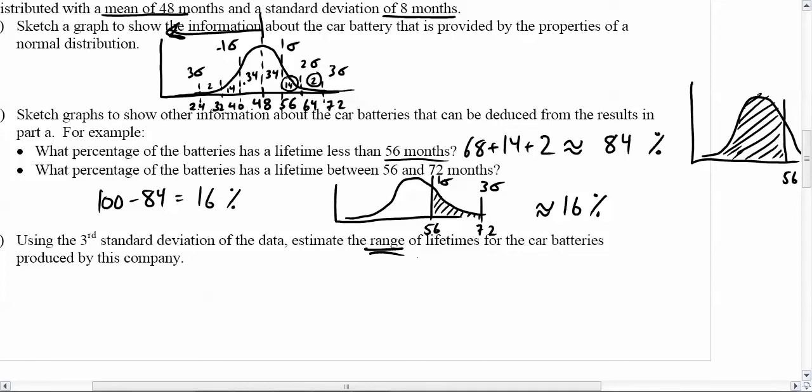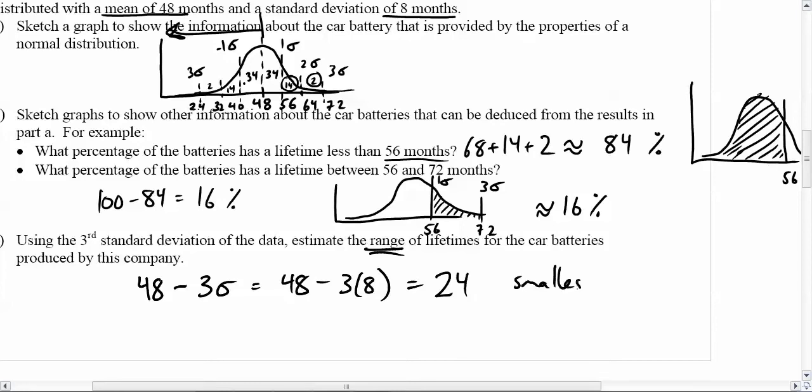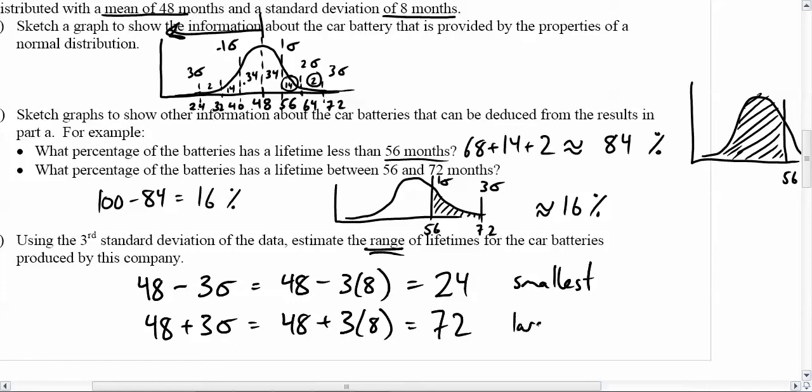Where's the beginning of that normal graph? About 24. So you can take the average and minus 3 sigmas. So take the average, take away 3 sigmas, and you get 24. That's the smallest value. And you can take the average and add 3 sigmas. So take the average and add the standard deviation 3 times, and that'll be approximately the largest value. So the range is about from 24 to 72.